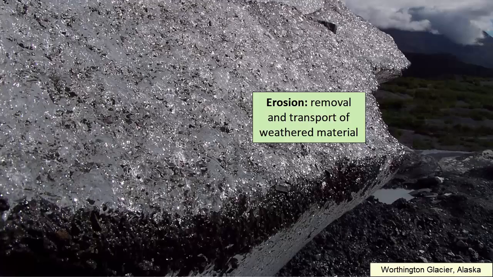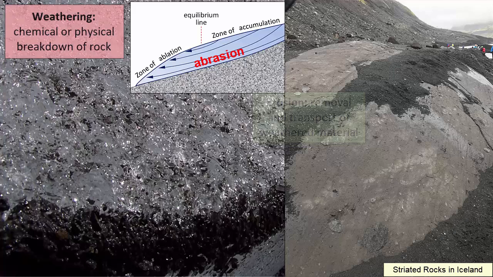Glaciers pick up and carry away weathered pieces of rock by surrounding them with liquid water, which then freezes, trapping the rock within the glacier. These frozen fragments at the base of a glacier abrade and weather the rock over which they move, grinding them smooth or leaving striations in the rock's surface.